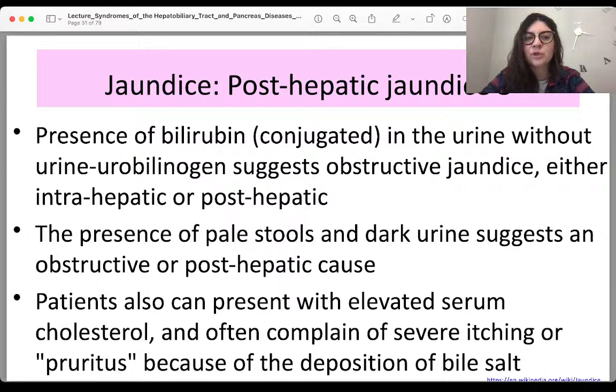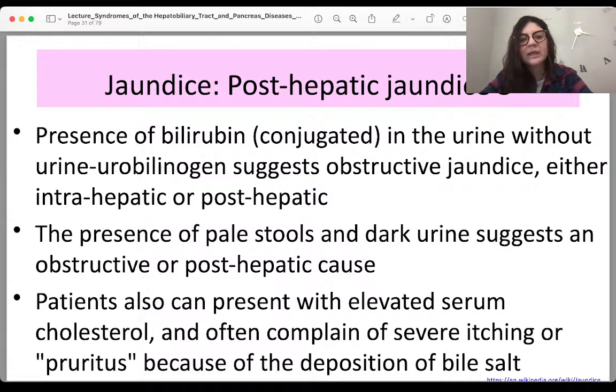You remember it was no bilirubin in urine but present urine urobilinogen for prehepatic or hemolytic jaundice, and here it is the opposite. Bilirubin is present in the urine, but there is no urine urobilinogen. It is typical and specific for obstructive jaundice, either intrahepatic or posthepatic.